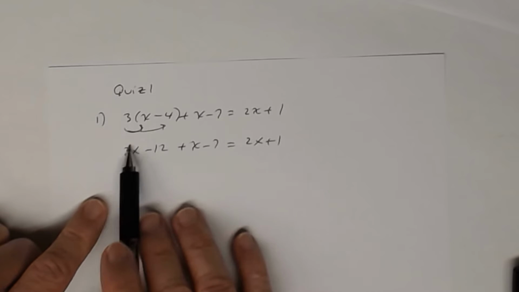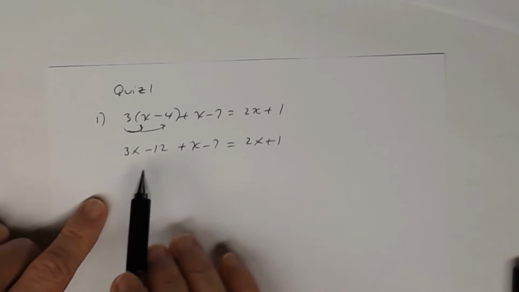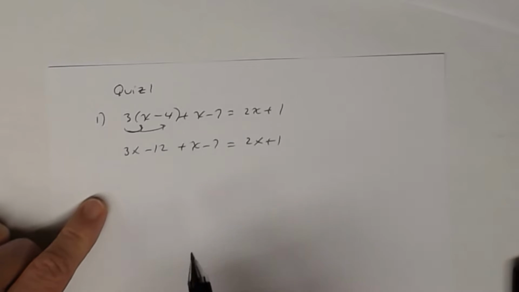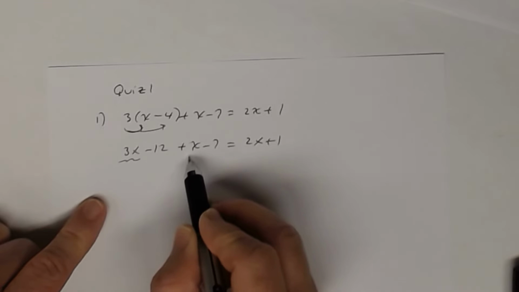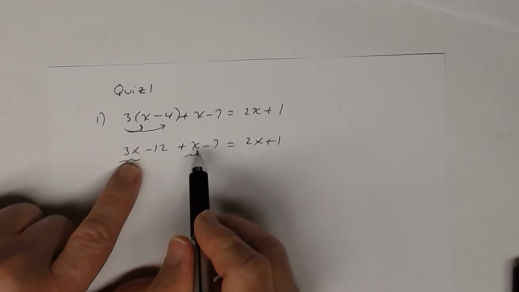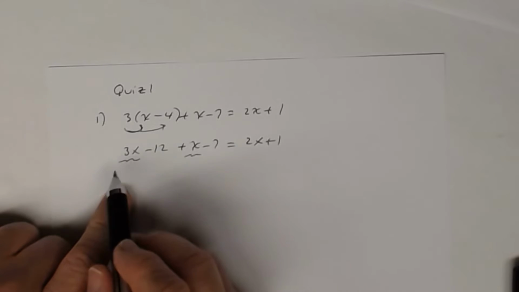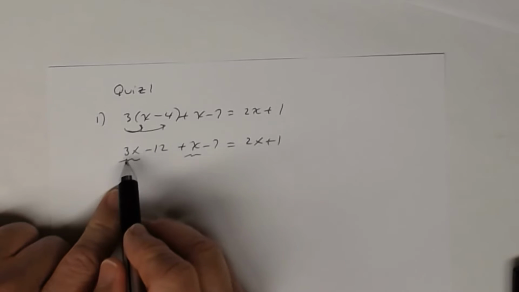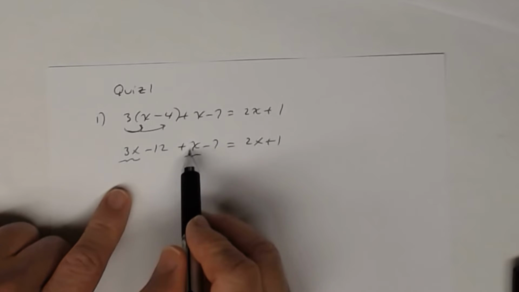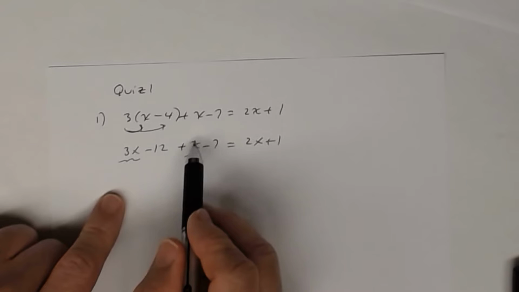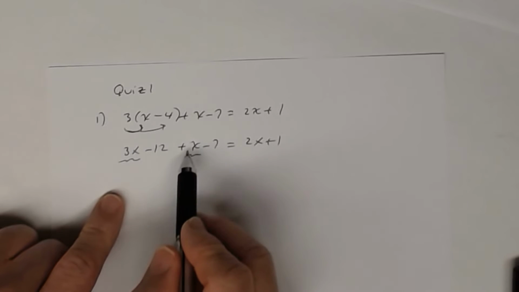Now, if you look at the left-hand side, there are some terms that are like terms. So we can combine like terms. For example, this term here and this term here, they both contain the variable x to the first power. So they're like terms, and I can combine them just by adding their coefficients. This term here, 3x, the coefficient is 3. This term here, x, the coefficient is understood to be a 1. So 3x plus 1x is 4x. 3 plus 1 is 4.